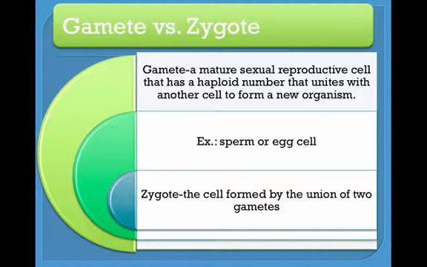There's a difference between a gamete and a zygote. A gamete is going to be something that is haploid, and it's going to need to unite with another cell to form a new organism. A zygote is the cell that is formed by that union. So the sperm or egg cell is our gamete. The zygote would be the new organism that will be formed by the union of those 2 gametes.